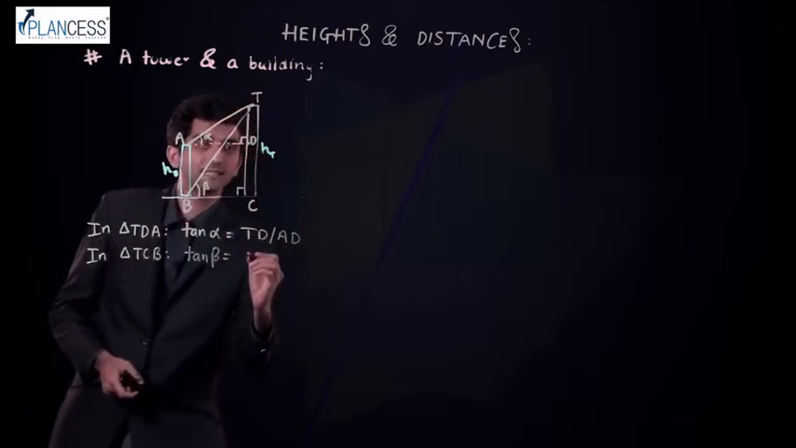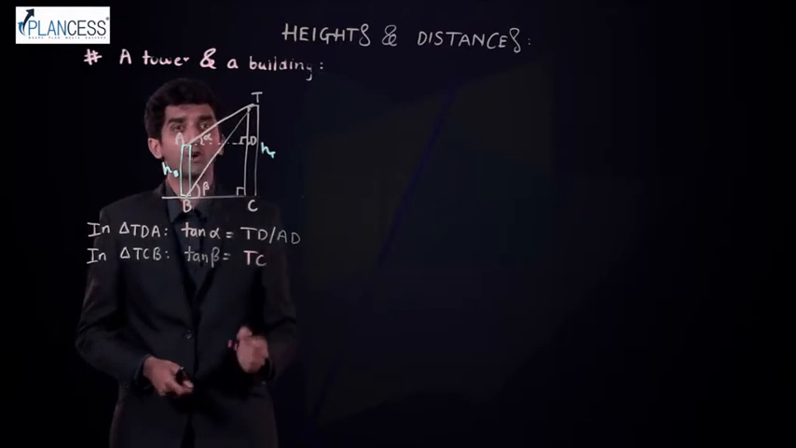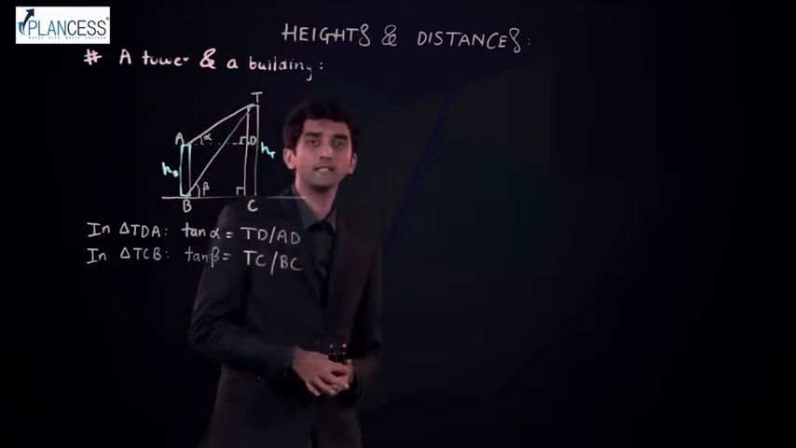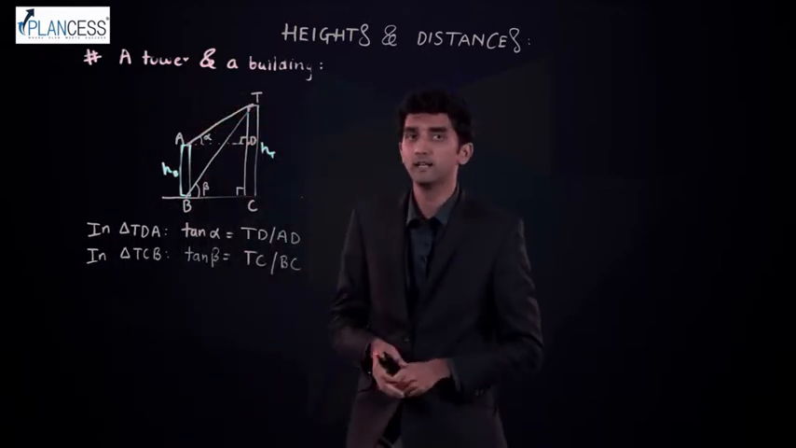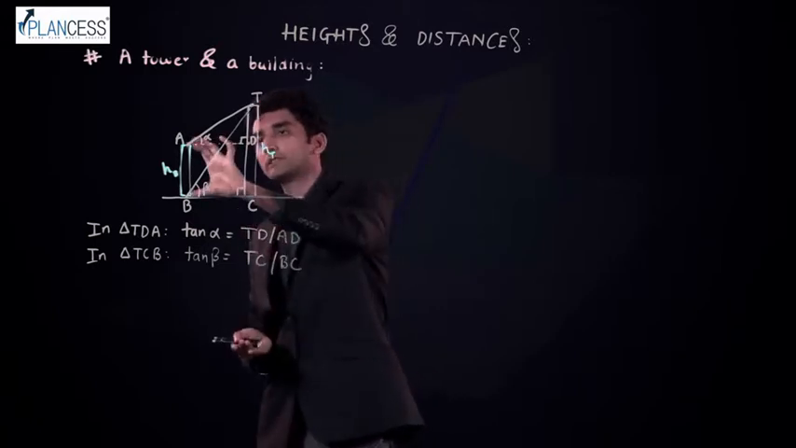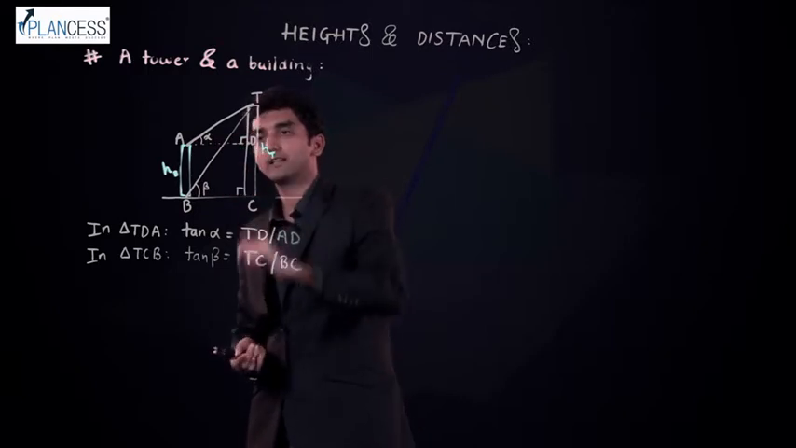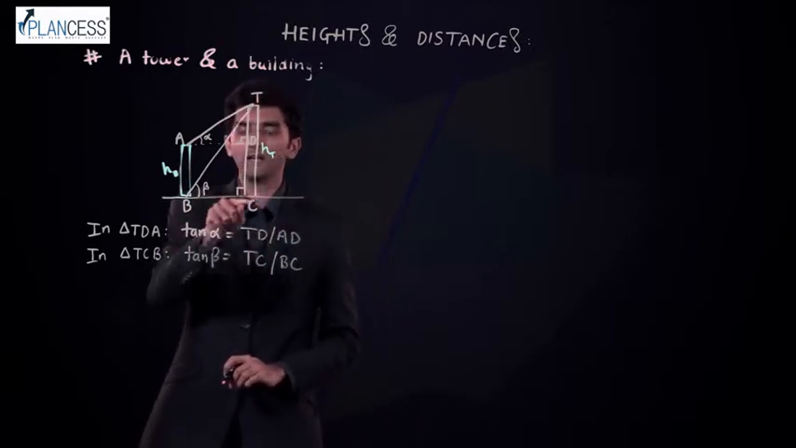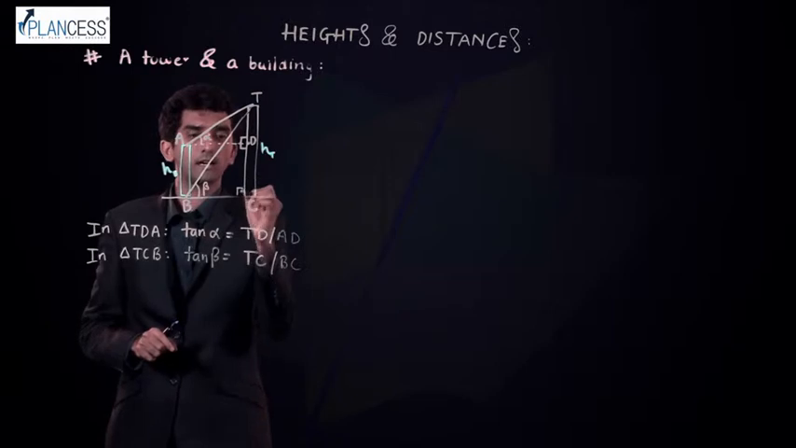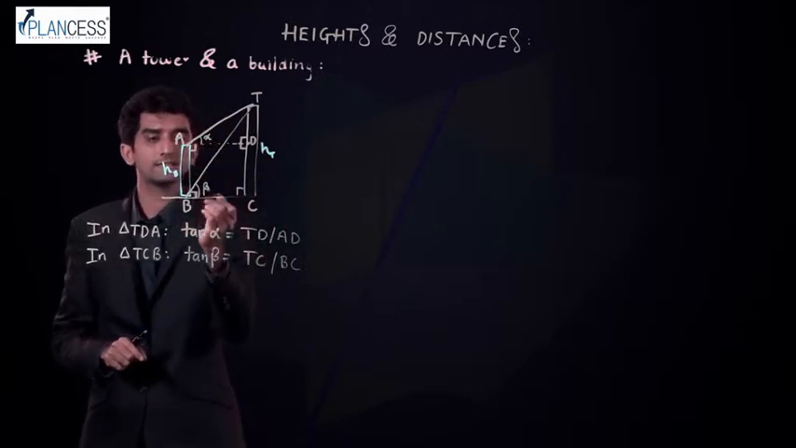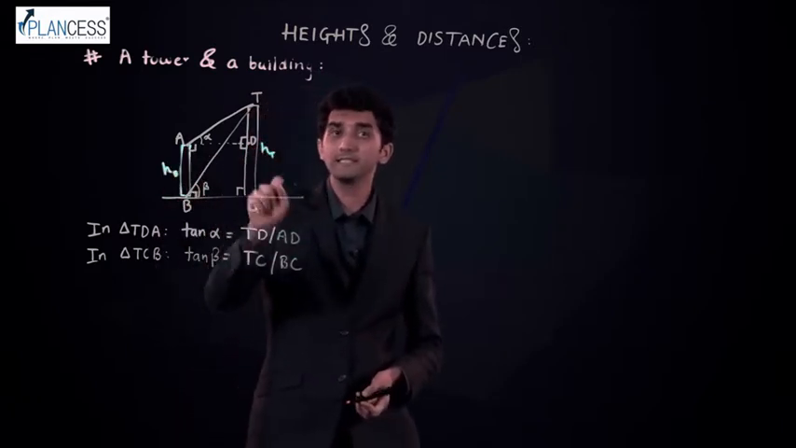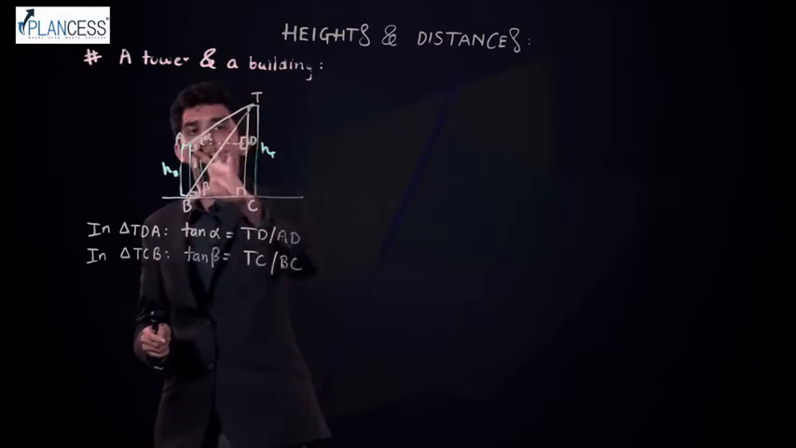Here opposite is TC, which is nothing but the height of the tower upon BC. Now we need to understand that TD, this particular length, is nothing but the height of the tower minus the height of the building. Why? Because this particular length is same as this particular length. Reason being, this particular quadrilateral ABCD is a rectangle. Reason being, these two are right angles, so these two also will be right angles. This is naturally a right angle. So now since all the four are 90 degrees, the quadrilateral ABCD becomes a rectangle, making the opposite sides equal.